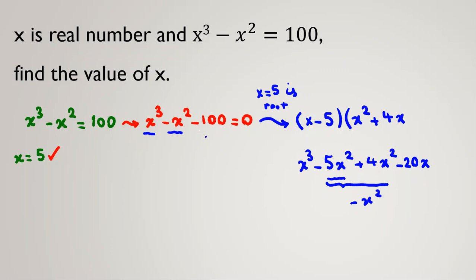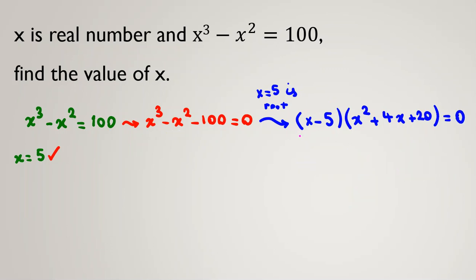I don't have an x here, but I've written negative 20x. So I should add plus 20x to get rid of this. So I place here plus 20, which gives plus 20x. 20 times negative 5 is negative 100, which cancels with the 100 here, exactly equal to 0.